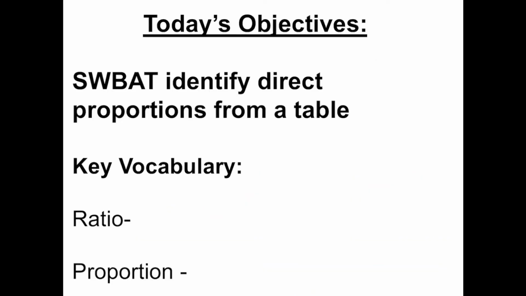Okay, so on your own sheet of paper, you should be writing down our SWABOT for today, which is identify direct proportions from a table. We have 2 key vocabulary words that we need to write down. We need to write down ratio and proportion. As you're writing these down, if you need to pause the video so that you have a chance to copy them down, feel free.